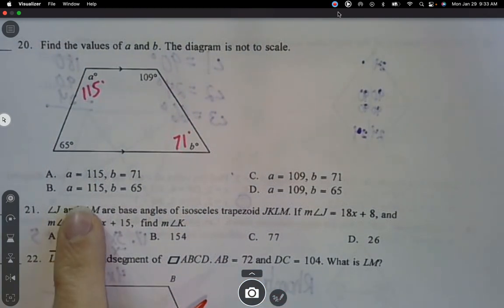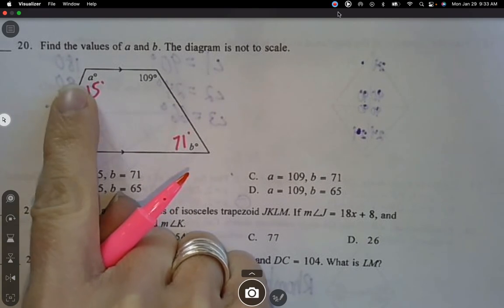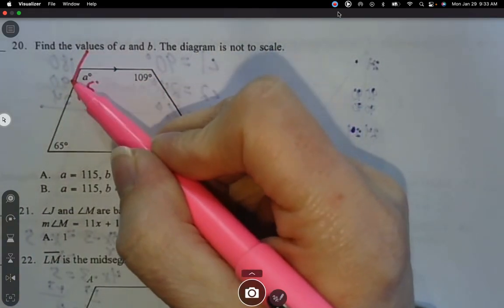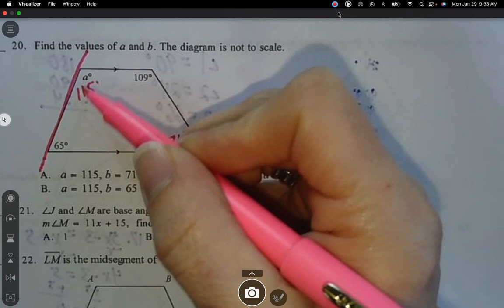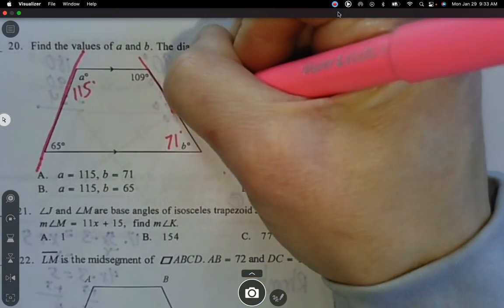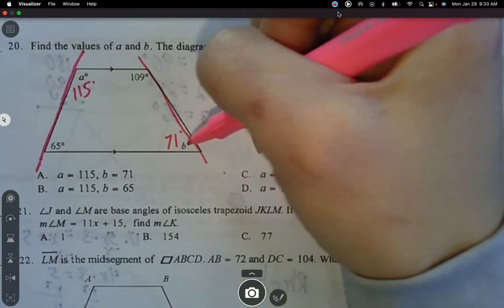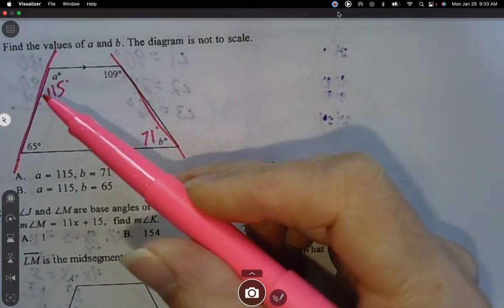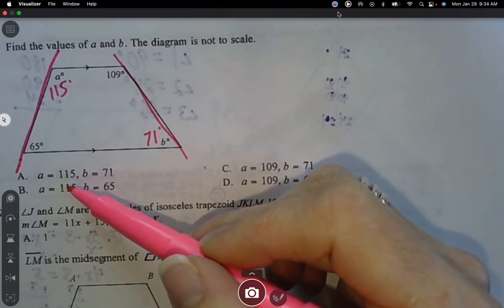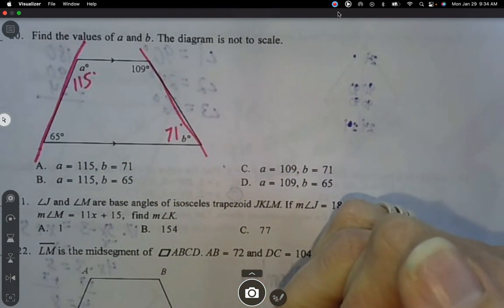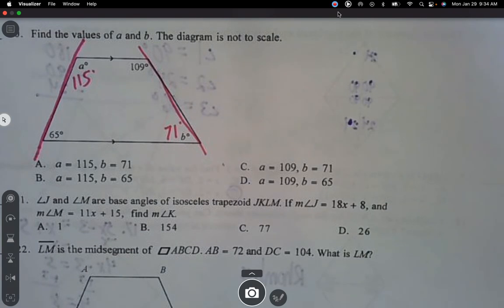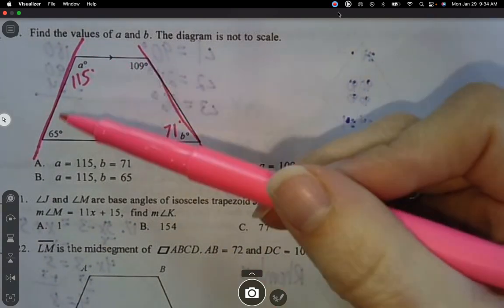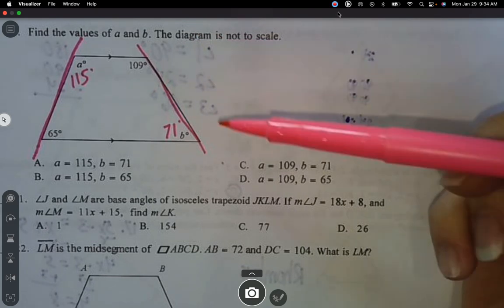Okay? So you do 180 minus 109. Remember, these two are supplementary, and then these two are supplementary. Always. 109 and 71 add to 180. 115 and 65 add to 180. So it's not isosceles, but it doesn't look like it's isosceles, does it? It doesn't look perfect. Anyway, in isosceles, these are going to add to 180, and these are going to.